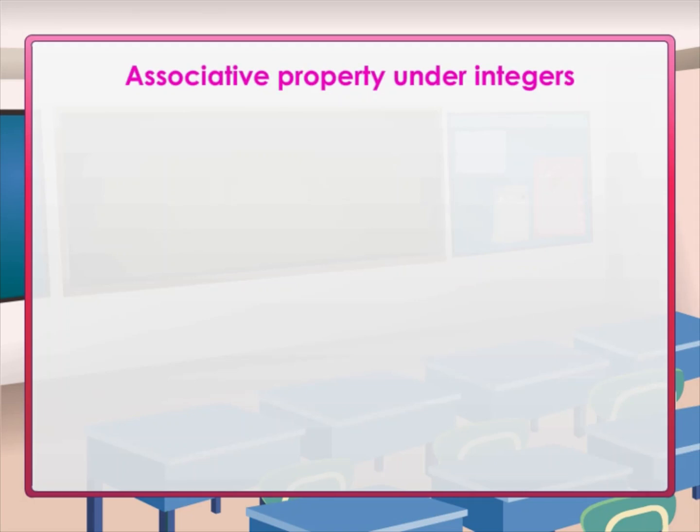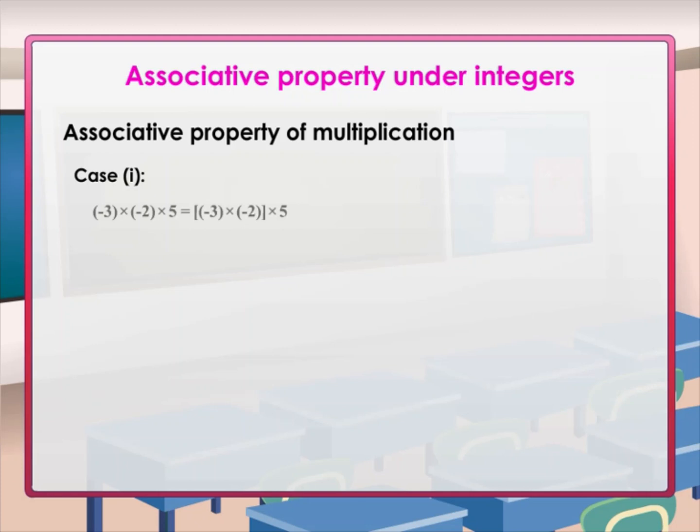Now we shall learn associative property related to multiplication of integers. Now let's try to multiply three integers. Minus 3 multiplied by minus 2 multiplied by 5 equal to. Here we are multiplying three integers. So first let's multiply the two integers first. In this case, we will multiply minus 3 and minus 2 first. So minus 3 multiplied by minus 2, and then we multiply by 5.